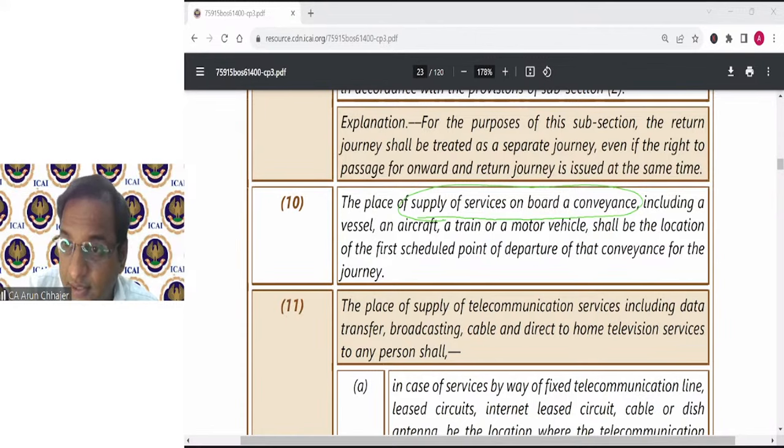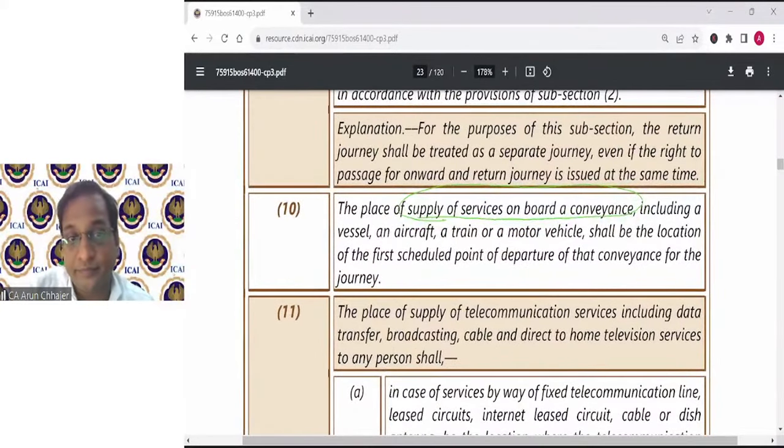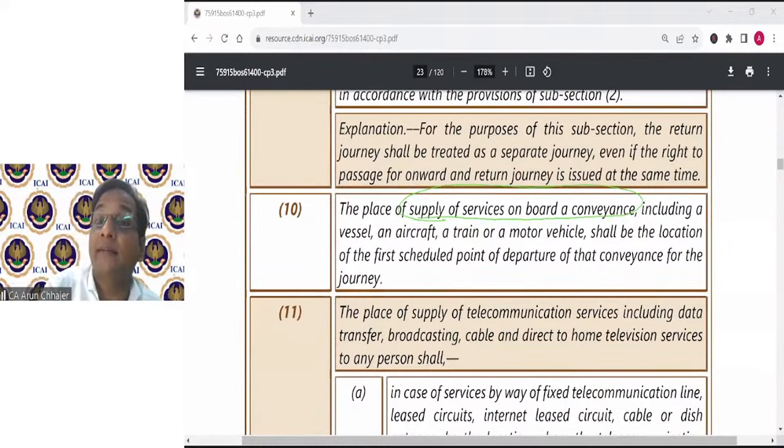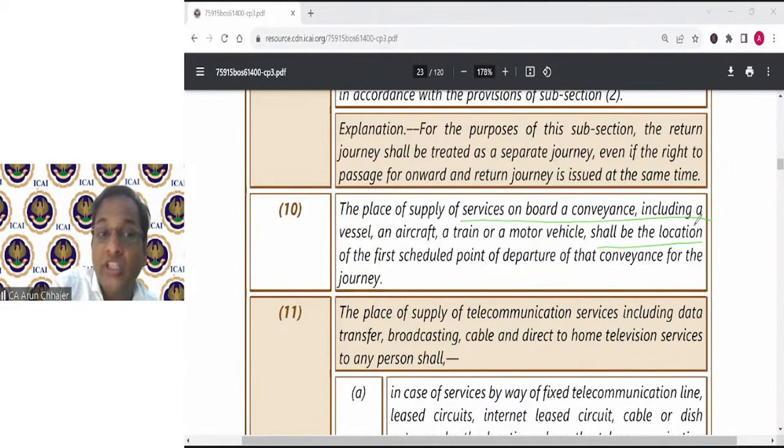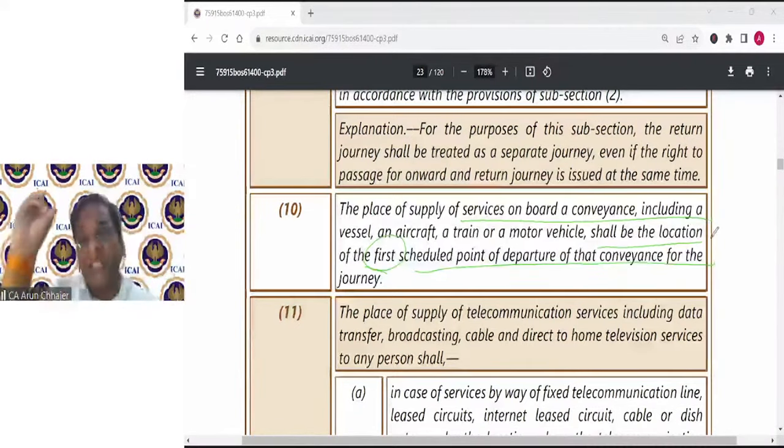What is the place of supply in case goods have been given on the boarding conveyance? The place of supply is the place where the goods have been taken on board. Wherever we have loaded the goods, goods boarded, that would be the place of supply. And what about the service? In case of service, what will be the place of supply? The place of supply in case of service on the boarding conveyance will be the location of the first scheduled point of departure of that conveyance.